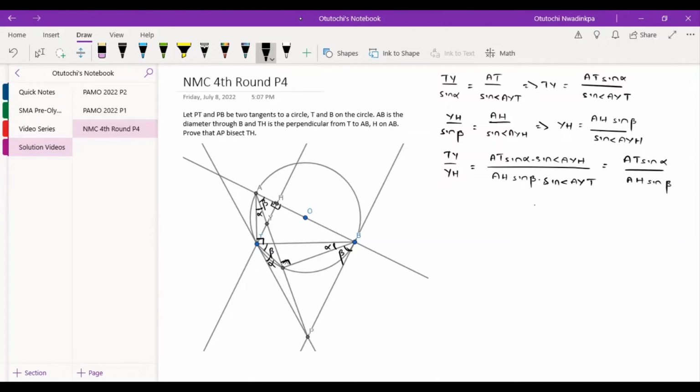So it's always good to have a goal in mind, so that we'll be able to know which is the best next step to take, right? So our goal is to show that AT sine alpha over AH sine beta is equal to 1, or AT sine alpha is equal to AH sine beta. So how do you go about that? First, how do we deal with sine alpha and sine beta, right? Those are trig values. So one way or the other, we have to find a way to deal with them.